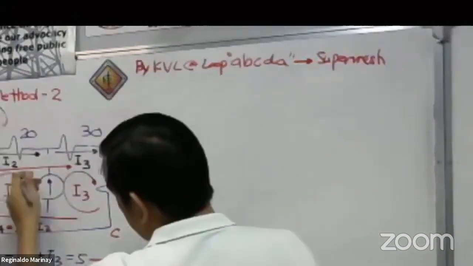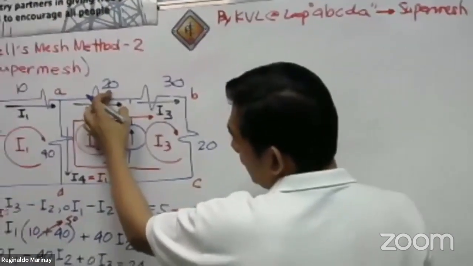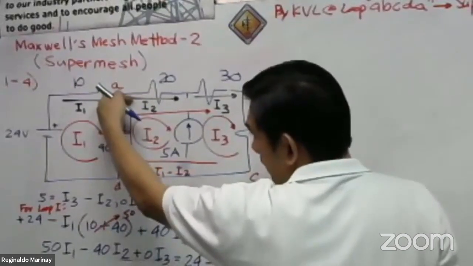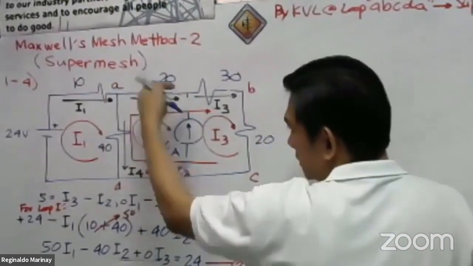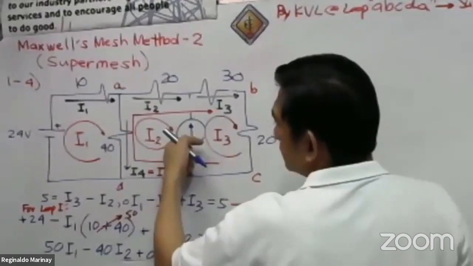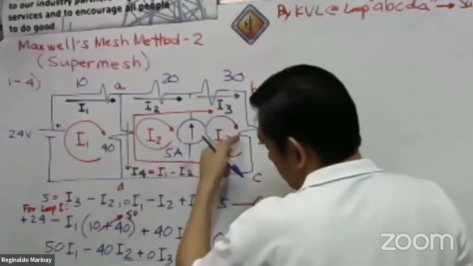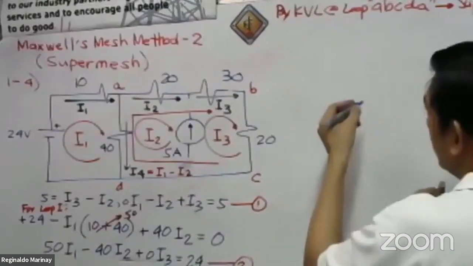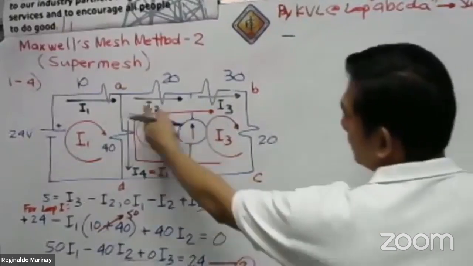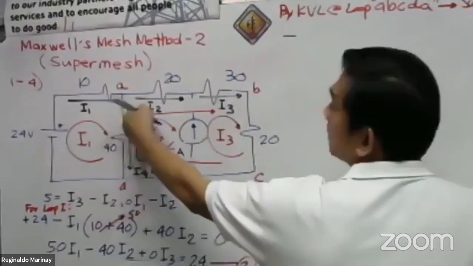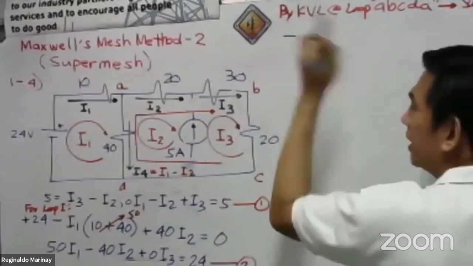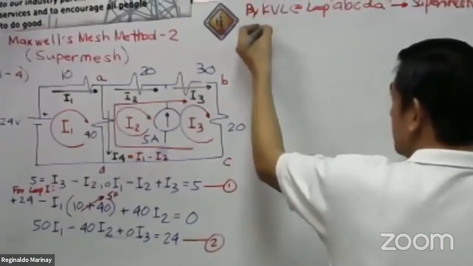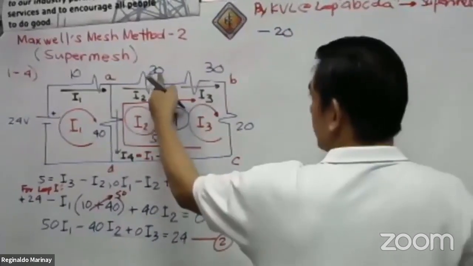Now, take a look here for the 20 ohm resistor. Current I sub 2 is to the right. Please take note, this is to the right, and the circuit tracing is going to the right. Meaning, one direction, one line. So we have here 20, this is 20 I sub 2.